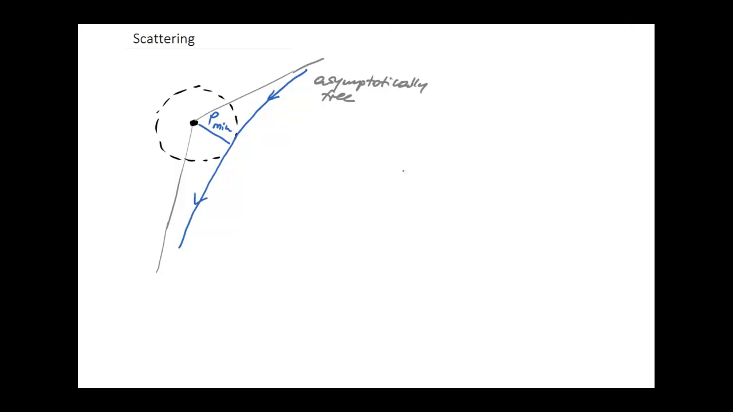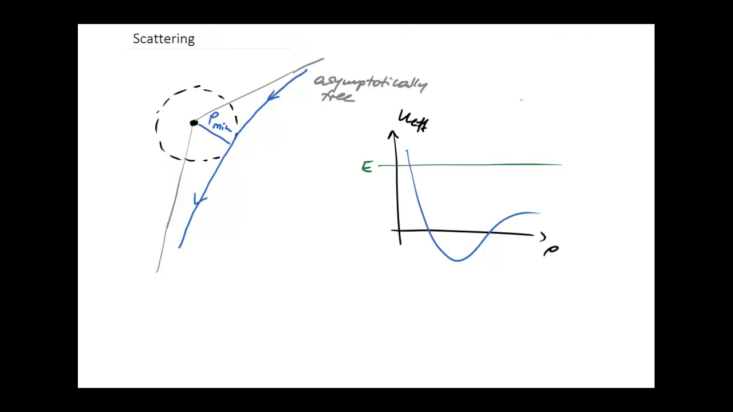In this one-dimensional picture, remember, that corresponded to the following scenario. We have here the effective potential as a function of rho. We have here some curve, and we have the particle coming in at some energy E, coming in from infinity and turning around, and the turning point is at this minimal distance rho min.